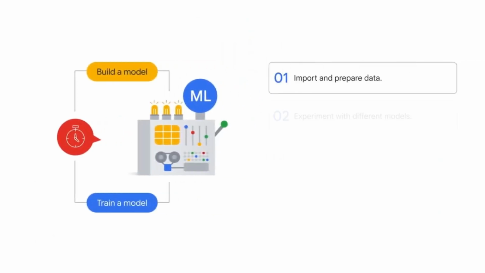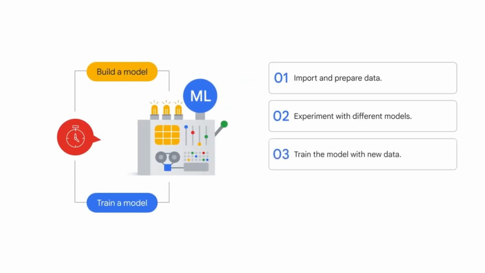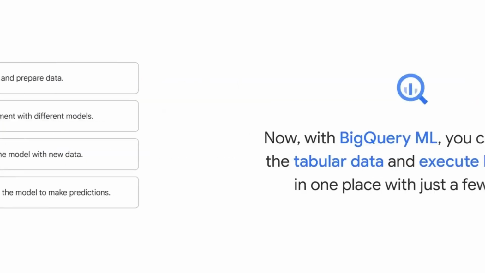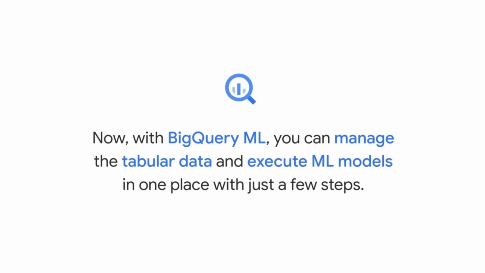If you've worked with ML models before, you know that building and training them can be very time intensive. You must import and prepare the data, then experiment with different ML models and tune the parameters. To improve the model performance, you also need to go back and forth to train the model with new data and features. And finally, you need to deploy the model to make predictions. This is an iterative process that requires a lot of time and resources. Now, with BigQuery ML, you can manage tabular data and execute ML models in one place with just a few steps. BigQuery ML tunes the parameters for you and helps you manage the ML workflow.